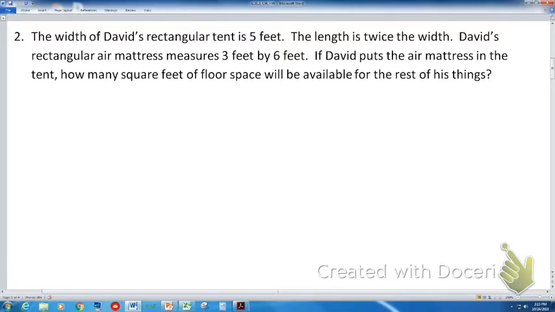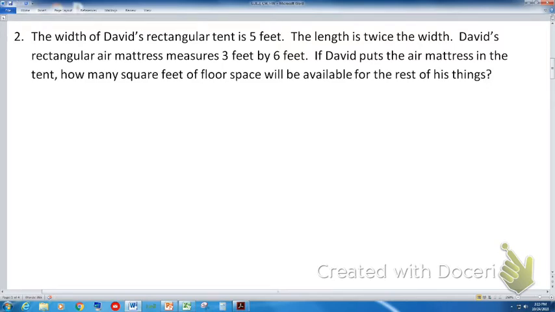Number 2 reads, the width of David's rectangular tent is 5 feet. The length is twice the width. David's rectangular air mattress measures 3 feet by 6 feet. If David puts an air mattress in his tent, how many square feet of floor space will be available for the rest of his things?